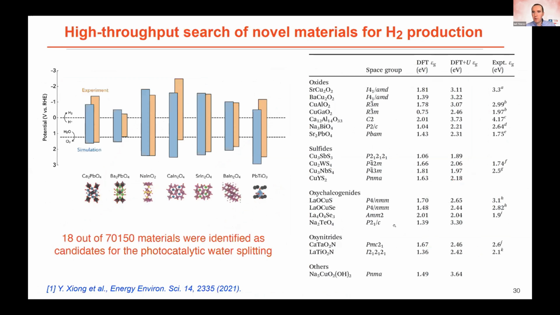And it's another example about band gaps. I think I'll skip it. Also showing that +U improves band gaps. You go from 1.81 in DFT to 3.11 in DFT+U, while experiment is 3.3. So it's quite a significant improvement, but still not yet perfect.